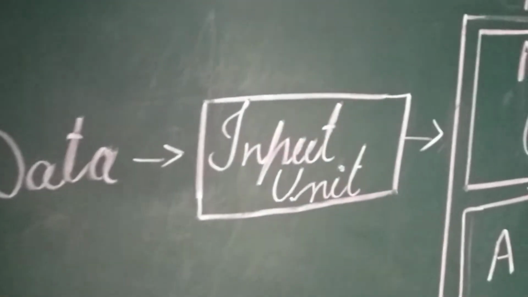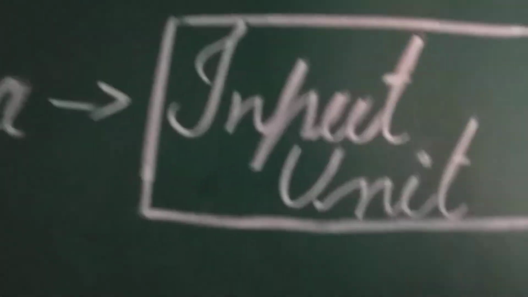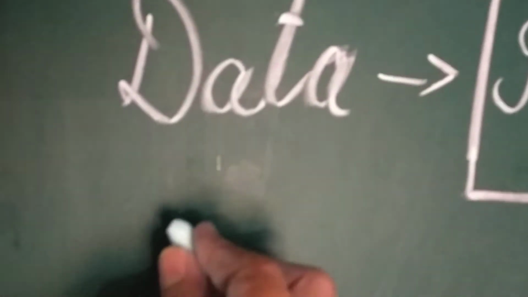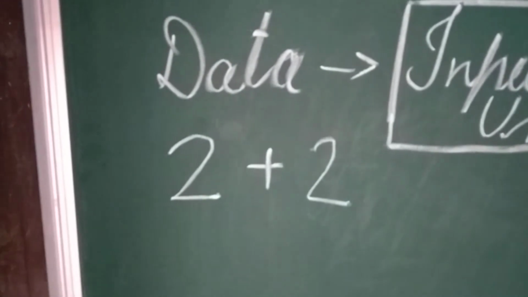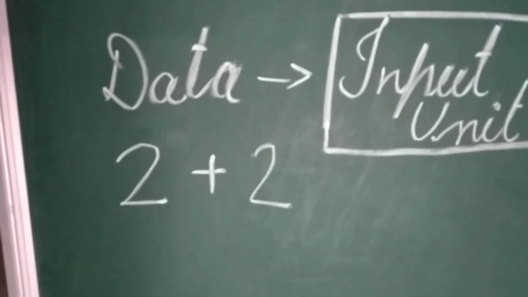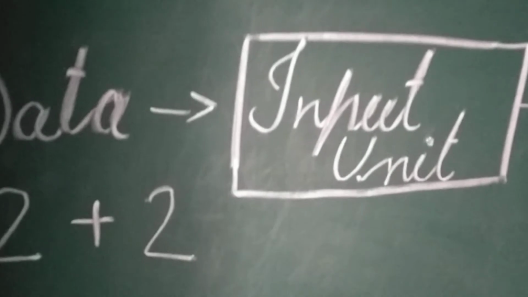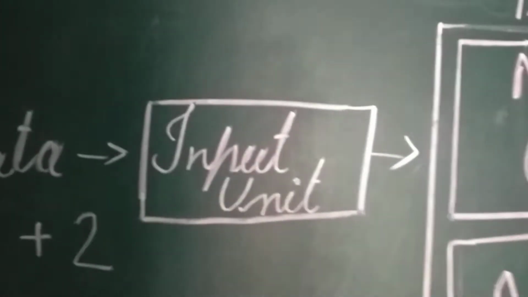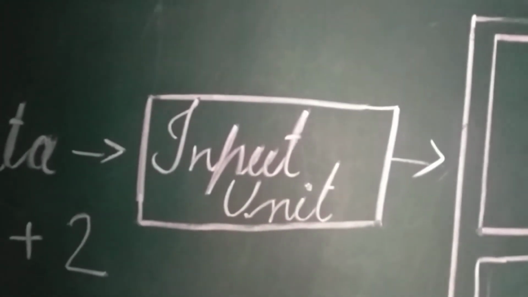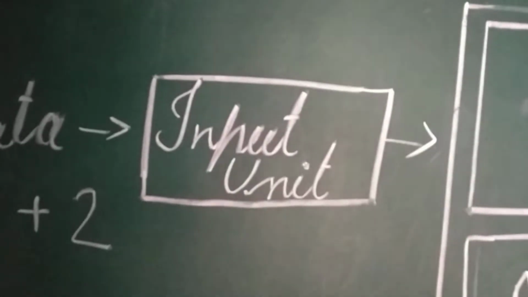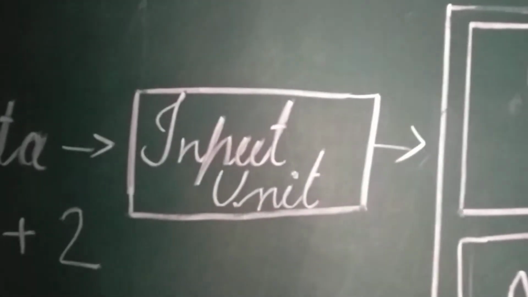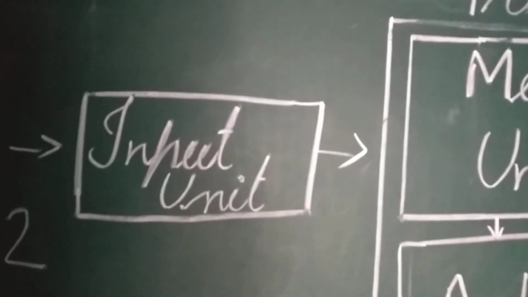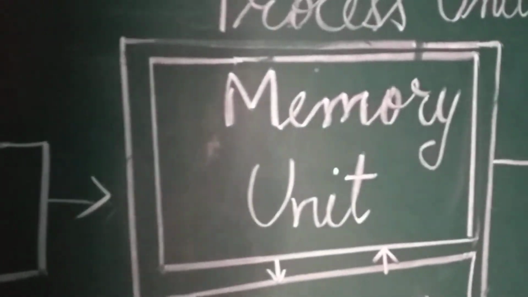Suppose we are going to calculate two numbers. Suppose we are going to calculate 2 plus 2. Right? So 2, that operator plus, and this 2. These numbers are called data that we can enter through input units, by using keyboard, maybe mouse, maybe joystick, etc. Via these input units, we give the data and instructions to the computer.